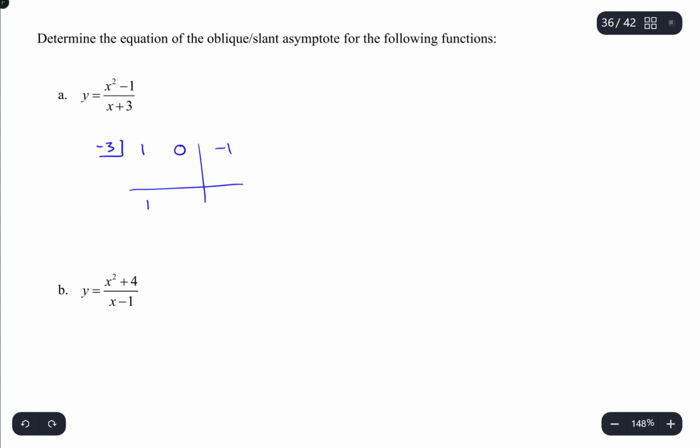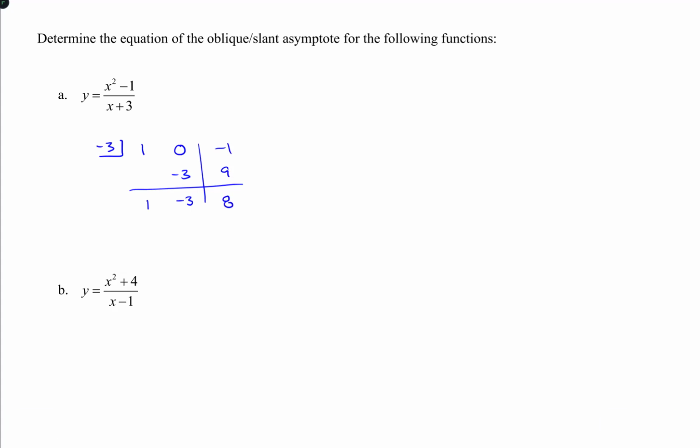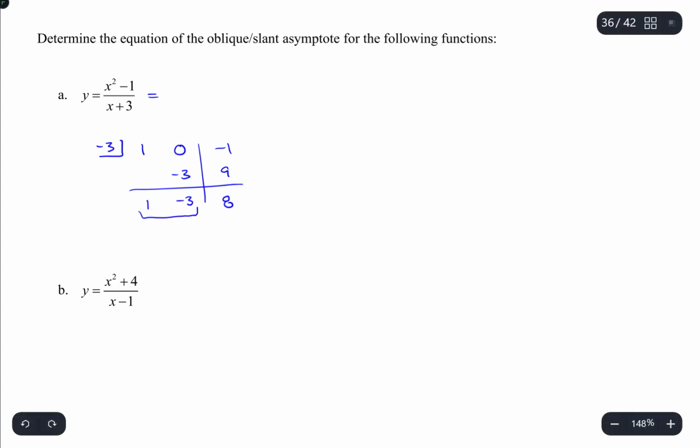Then I bring the 1 down, negative 3 times 1 is negative 3, that adds up to negative 3, and this would multiply to positive 9 and have a remainder of 8. Okay, so that means this can be written in the form of a polynomial of 1 degree less than the original numerator, so this is linear. So it would be x minus 3 plus the remainder of 8 over the original denominator.